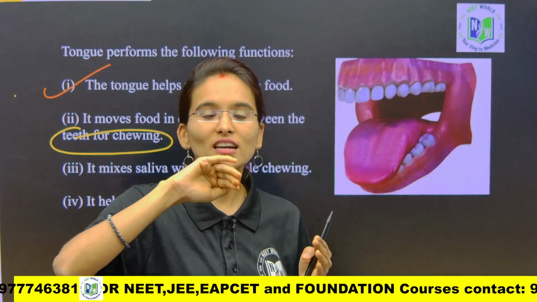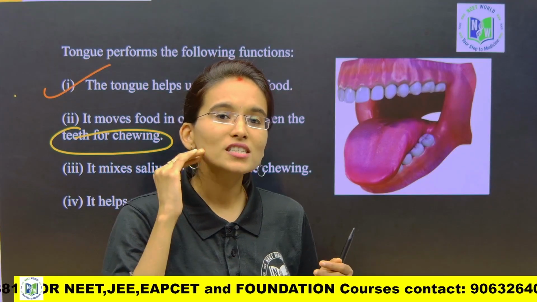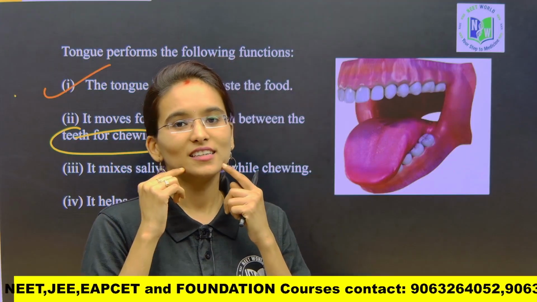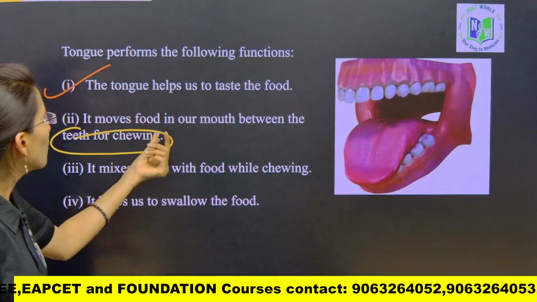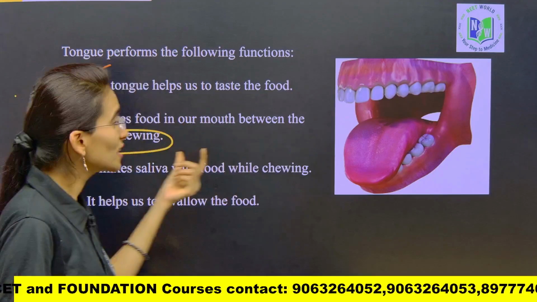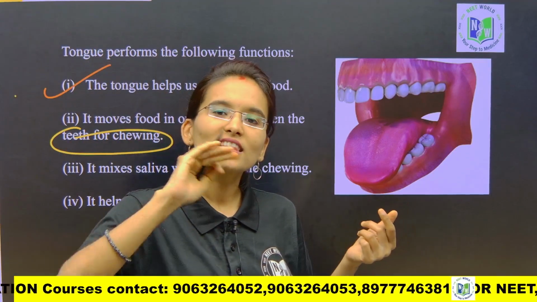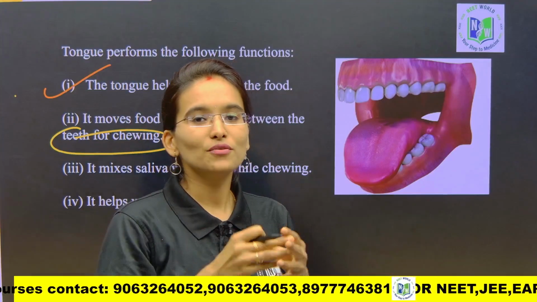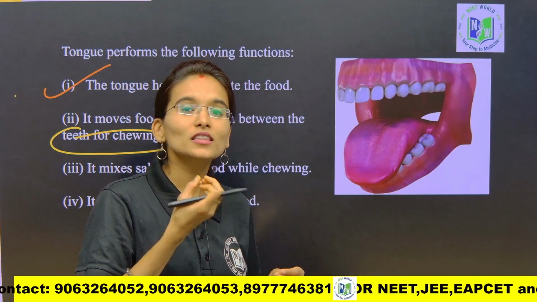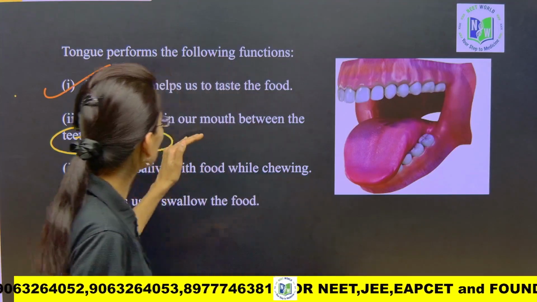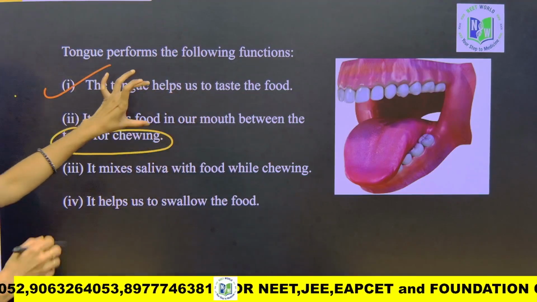The tongue is going to show the movement while chewing. It is going to collect and move the food which is stuck between the jaws and teeth, so it is helpful in the movement of the food in our mouth between the teeth. When any food particles are stuck between the teeth, we can move that food particle by showing the movement of the tongue. So this is one of the easiest functions to remember.